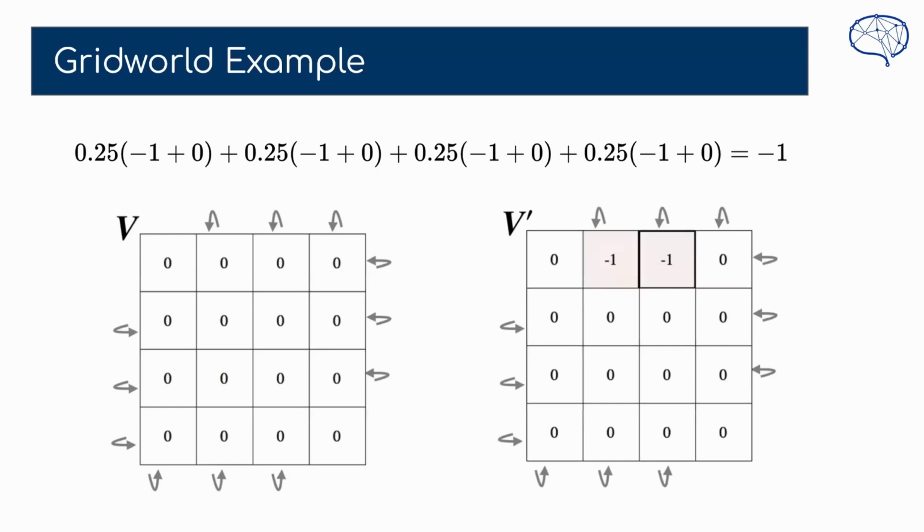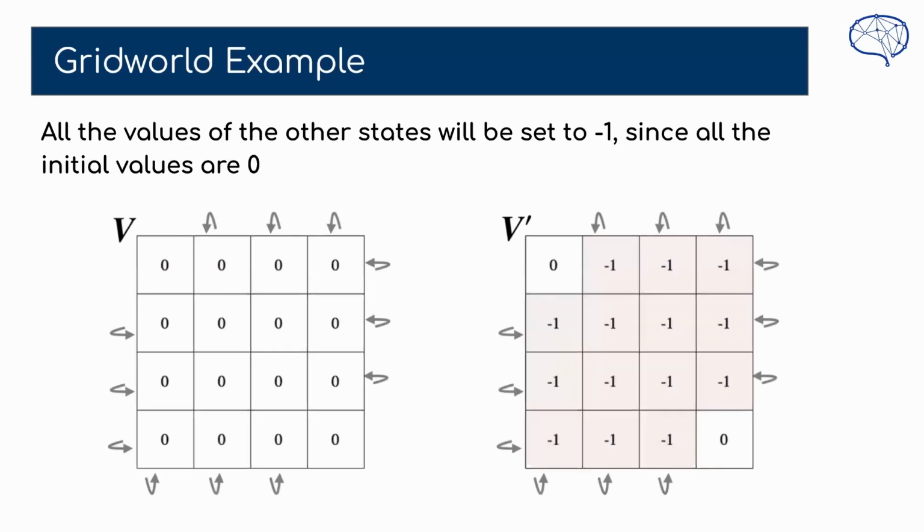So if we do that for the next state, we also get -1. And once we fill everything in, everything's just -1, except for your terminal states, because once you reach there, you can't go anywhere else. Yep, question?